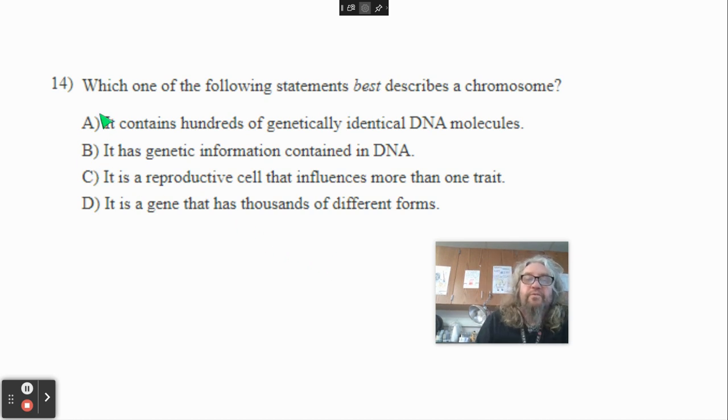14. Which one of the following statements best describes a chromosome? A, it contains hundreds of genetically identical DNA molecules. B, it has genetic information contained in DNA. C, it is a reproductive cell that influences more than one trait. D, it is a gene that has thousands of different forms.